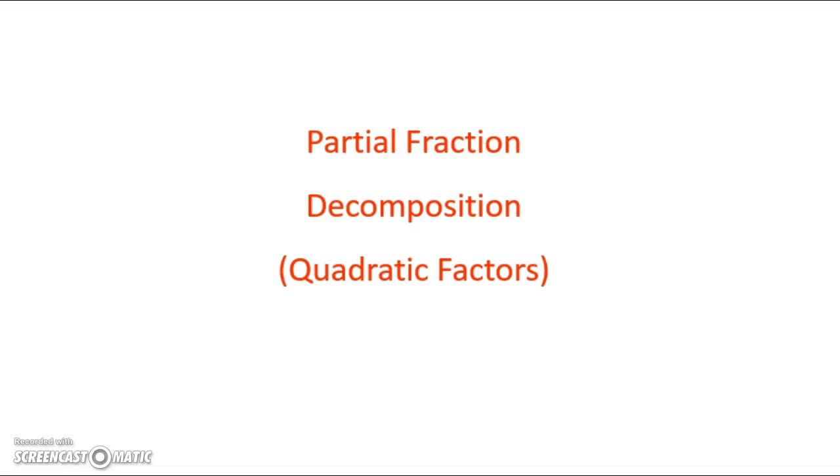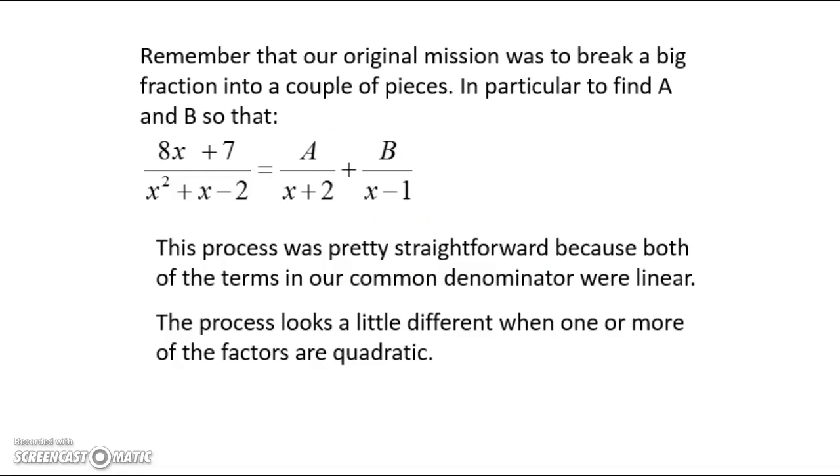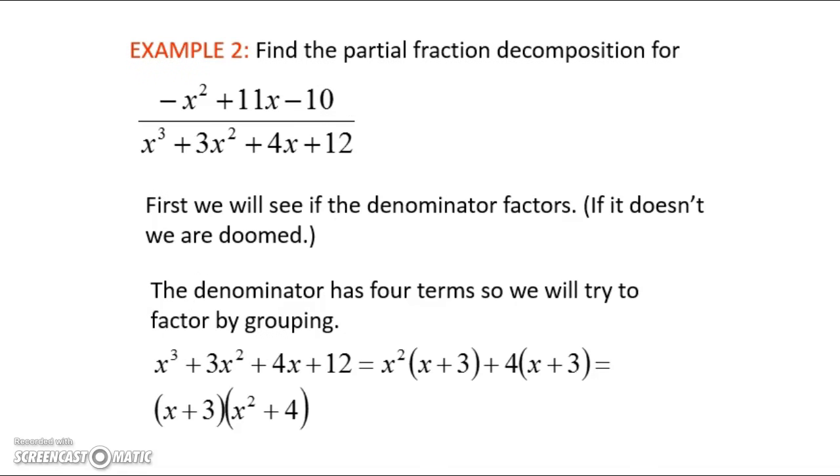We're going to continue our work on partial fraction decomposition, but now we're going to look at the process if one or more of our factors is quadratic, as opposed to both of them being linear. So remember, our original mission was to break the big fraction up into a couple of pieces. What were the original fractions that were added together to get the result that we're starting with? And so we're after finding the numerators of the original fractions.